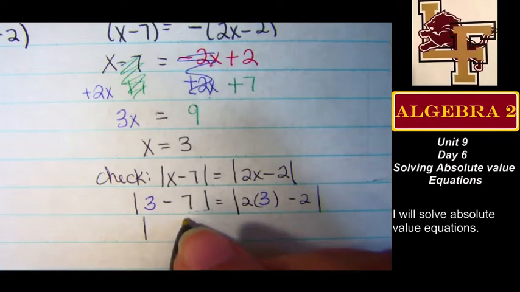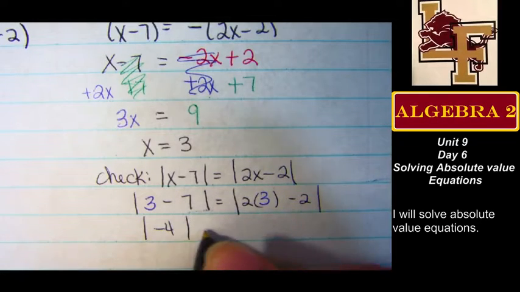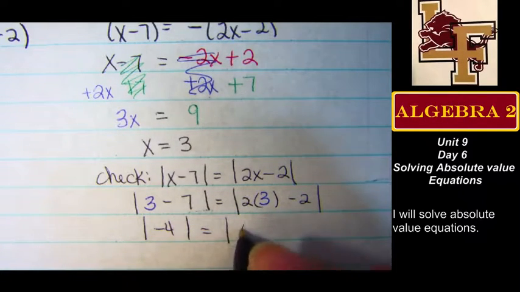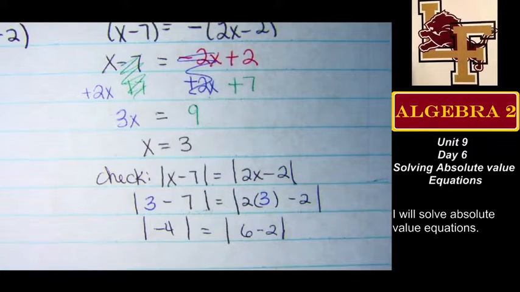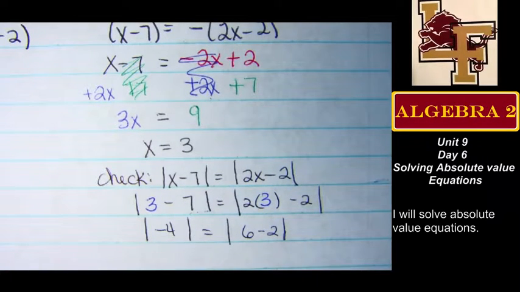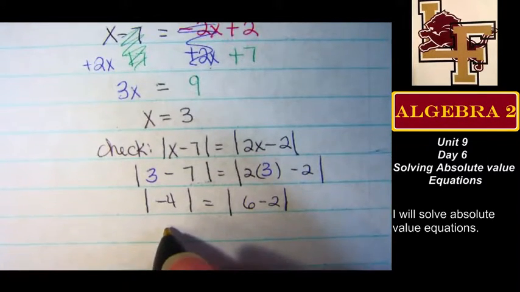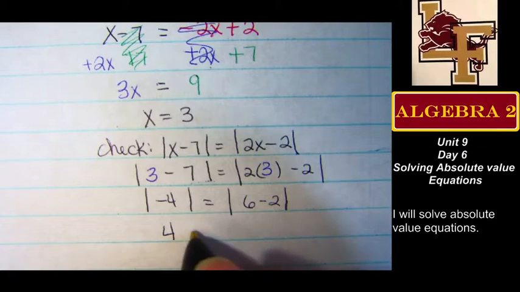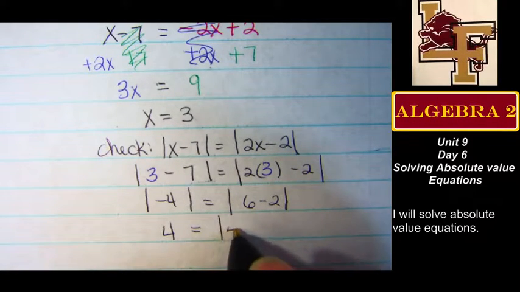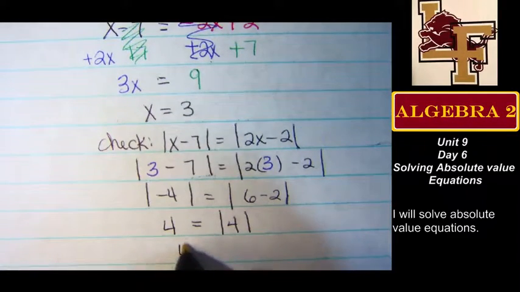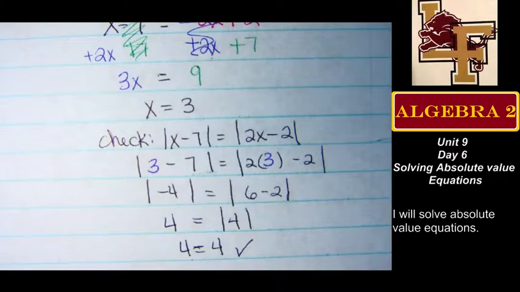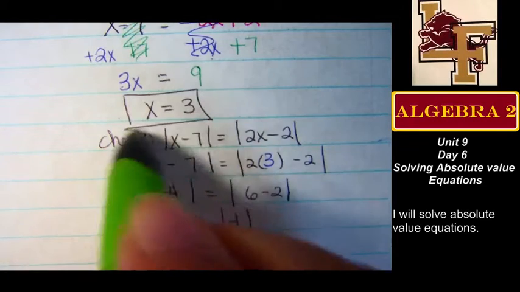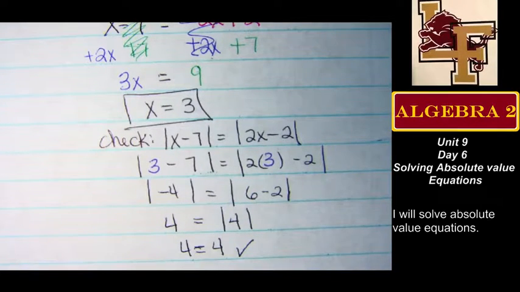Now I can do my arithmetic. 3 minus 7 is negative 4. 2 times 3 is 6. The absolute value of negative 4 is 4. 6 minus 2 is 4. The absolute value of 4 is 4. Those two are a match. x equals 3 is a solution.